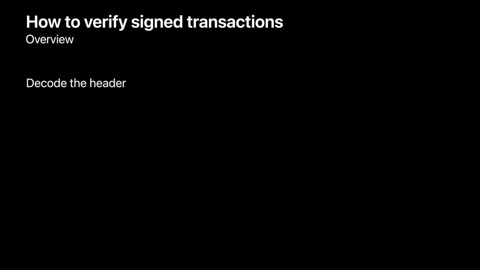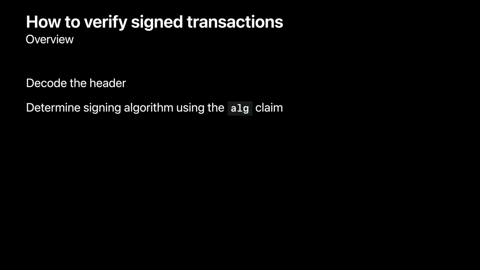First, base64 decode the header. Then, one can determine what signing algorithm to use via the ALG claim. This will be used as part of verifying the JWS. The certificate chain in the X5C claim is issued by Apple, and validation of the claim indicates that the data is properly signed and untampered with. Please refer to the App Store developer documentation for further information on how to verify JWSs.